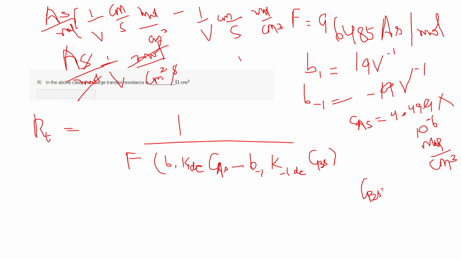So this one will be 1 by ohm centimeter square. So what I have done is, the reciprocal of this is RT, right? So RT unit is ohm centimeter square. So basically when you get a question, if you have so many terms and you have any confusion, just try to balance the units. Okay. So CBS is 1.9551.